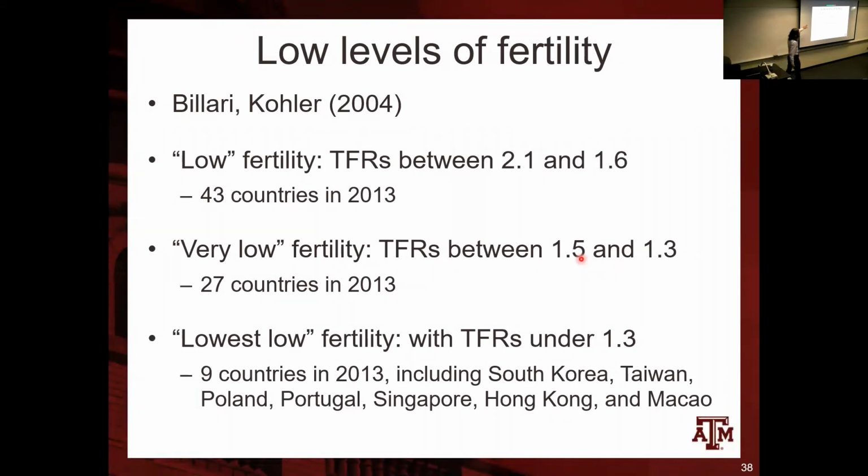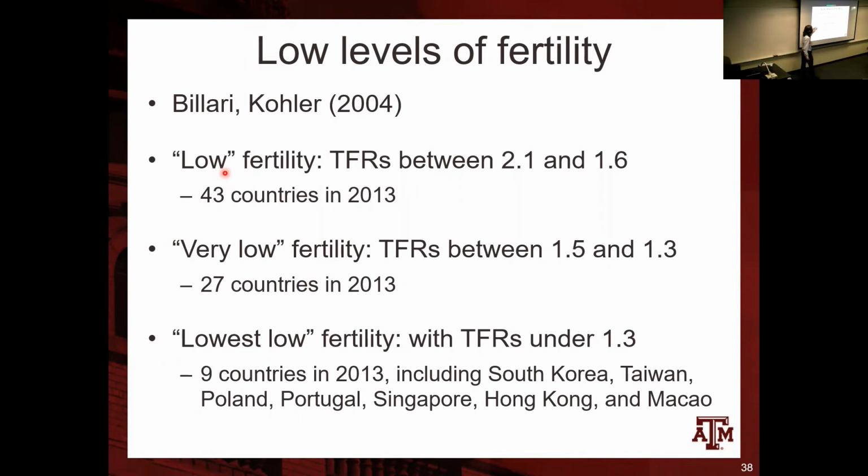Kohler, Billari, and Kohler subdivided the countries that have low levels of fertility, because some countries have really, really low levels. They call low fertility countries those with fertility between 1.6 and 2.1 children per woman. So they're right below the replacement level. And there were 43 countries back in 2013 in that specific group.